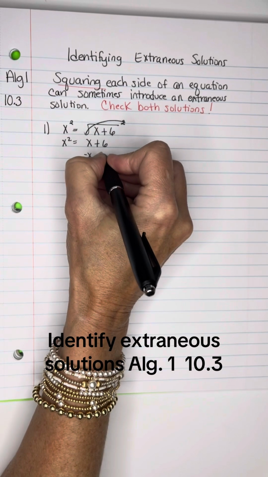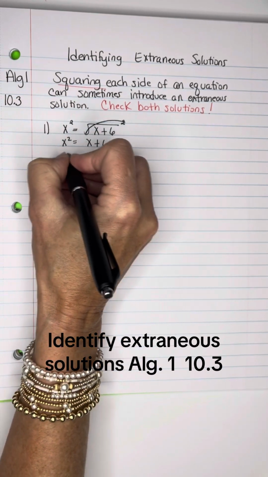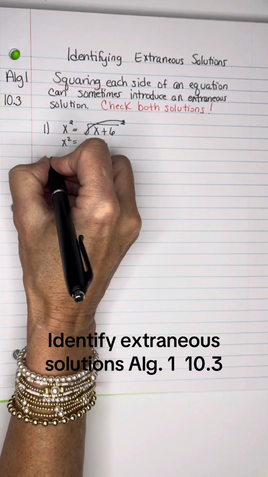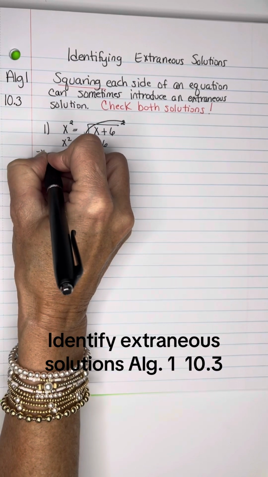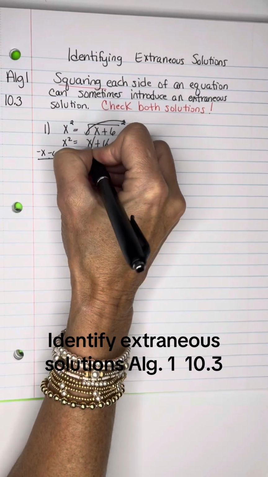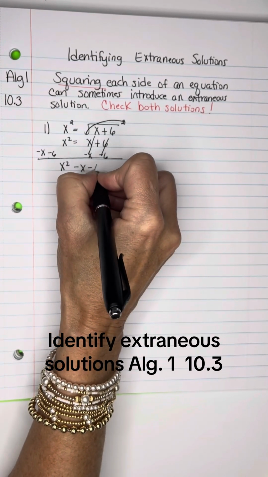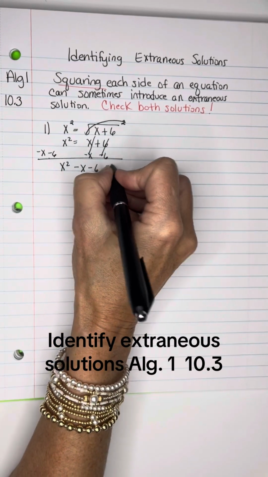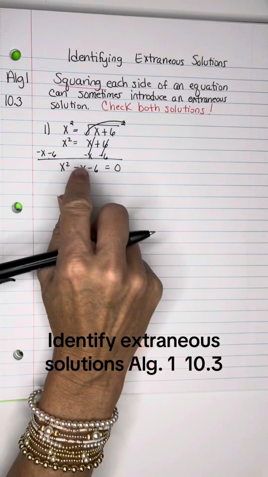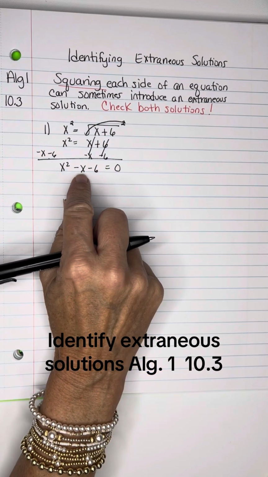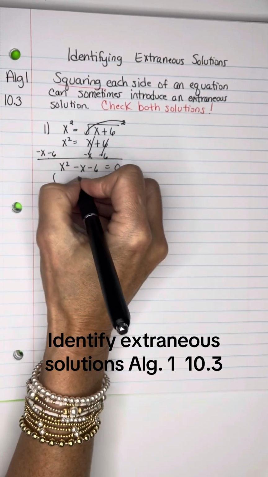So if I subtract x from both sides and subtract 6 from both sides, I'm going to put the x squared in front, then minus x, then minus 6 equals 0. Now this looks like something that I could possibly factor from our factoring days.